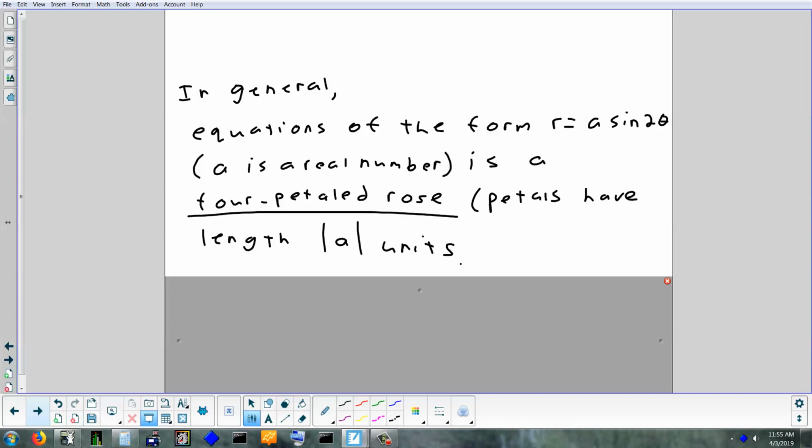And again, if you have time and you want to try it, try sine 3 theta. See what happens. 2 theta gave you 4 petals. Will 3 theta give you 6? No. Try it and see. And try it with evens and odds, because that's the pattern. It does one thing for even numbers in front of theta. It does one thing for odd numbers.